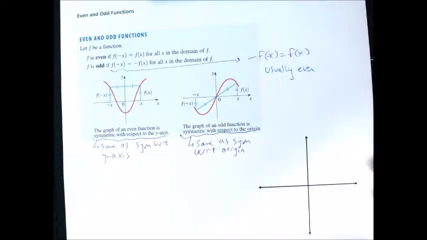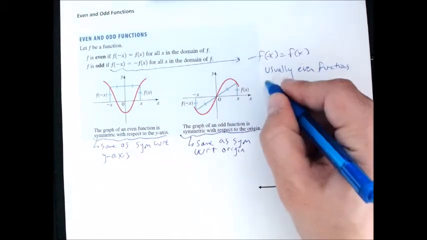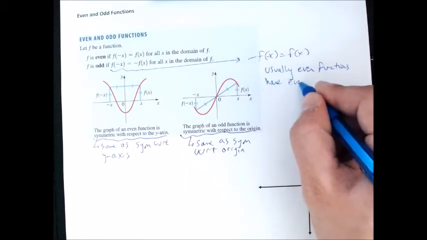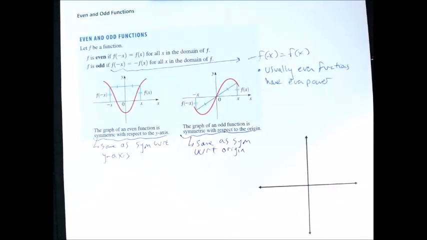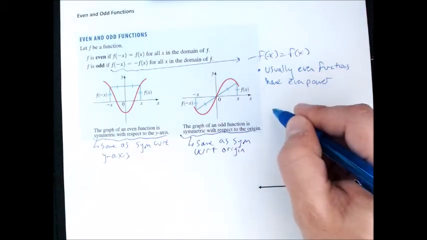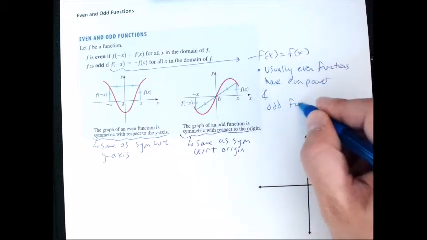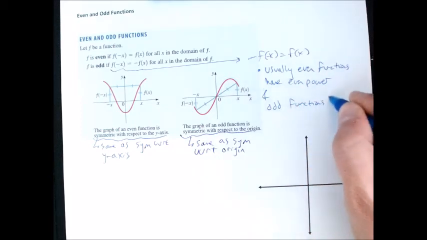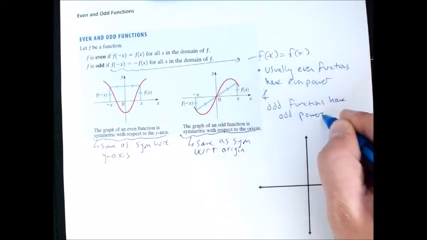Sorry, x squared I mean. So usually even functions have even powers, if there are powers at all, right? Absolute value is an even function, but it doesn't have any powers, or has a power of 1. So it's not all the time, but usually even functions have even powers, and usually odd functions have odd powers. So be aware of that for the homework.